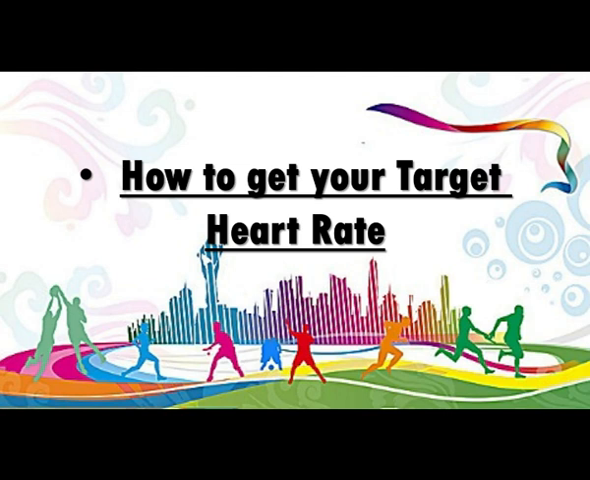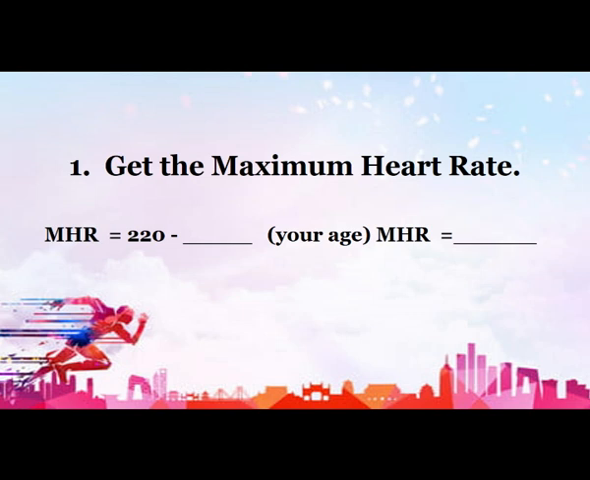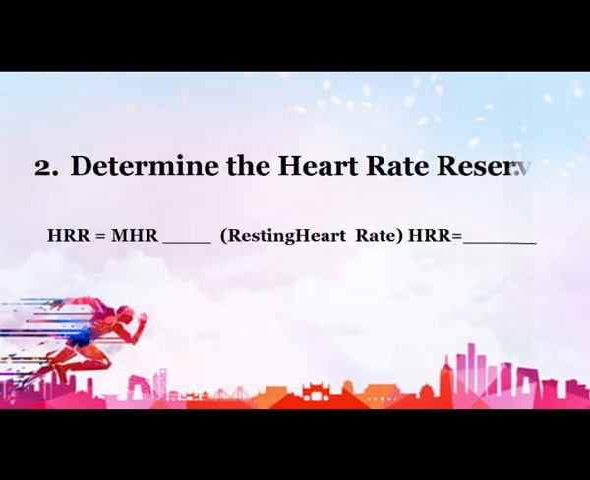How to get your target heart rate. Get the maximum heart rate: 220 minus your age is equal to your MHR. Determine the heart rate reserve: MHR minus your resting heart rate is equal to your heart rate reserve.